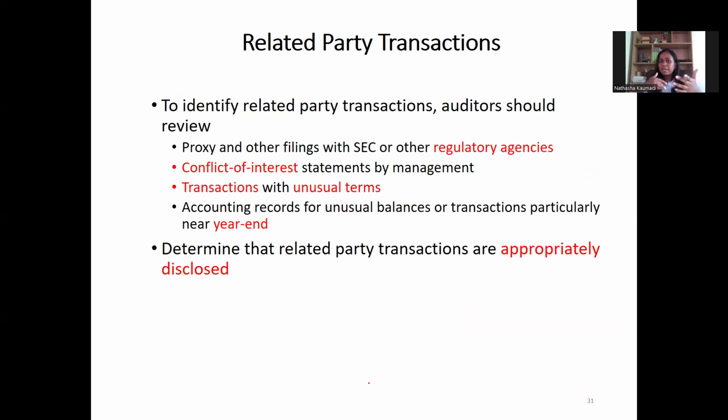Sometimes they are not paying us cash, right? Sometimes when there are balances, we are selling to them, they are selling to us. Maybe we are setting off those related party transactions. So you have to check them carefully and record them carefully.